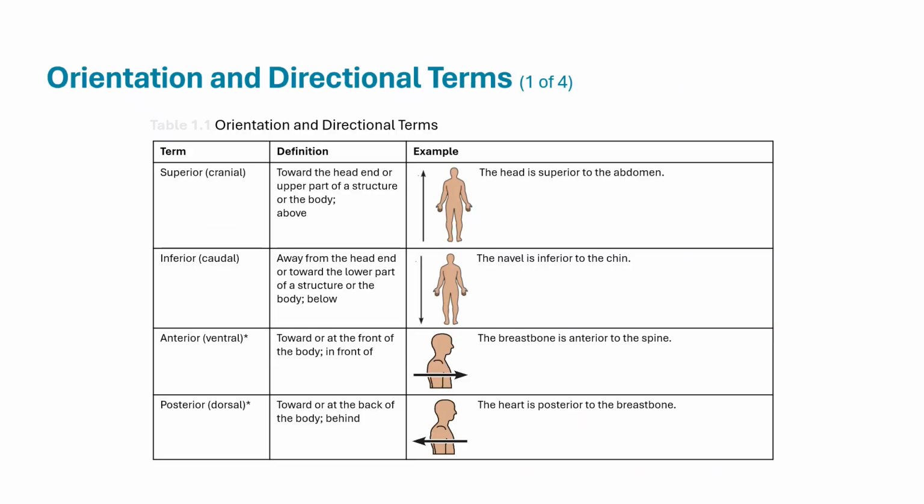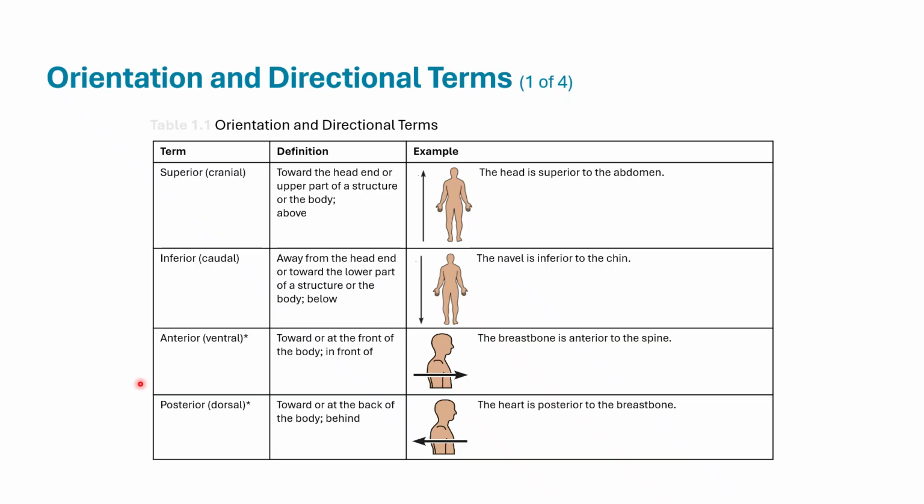Okay, we're going to get started with the different directional terms. So here when we look at this picture, the first one is going to be superior or cranial. Okay, this is towards the head and or upper part of a structure of the body or above. Okay, so for example, the head is superior to the abdomen. Okay, inferior or caudal, the definition of that is away from the head and or toward the lower part of the structure or the body. So below, so the navel is inferior to the chin.